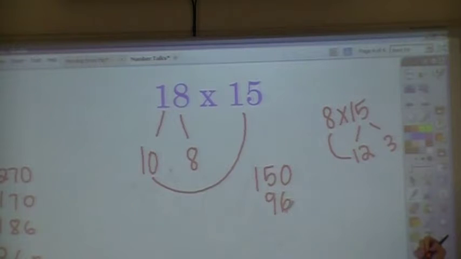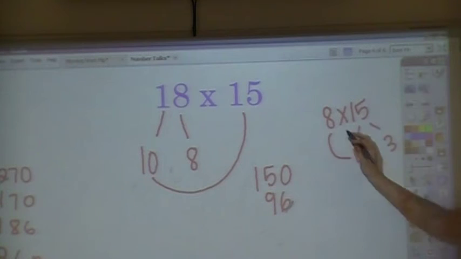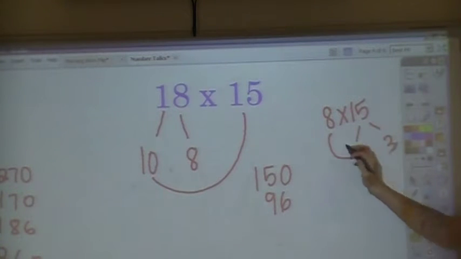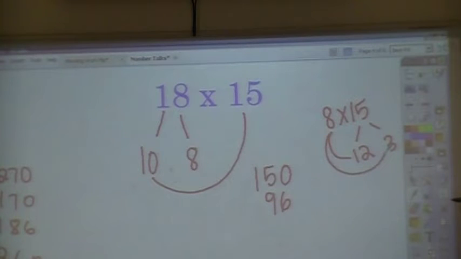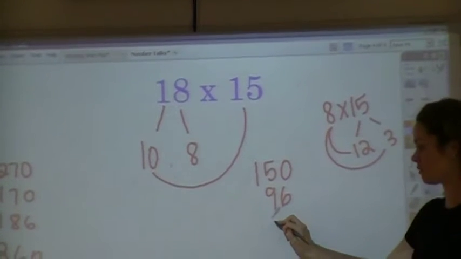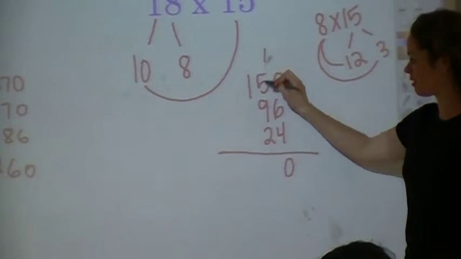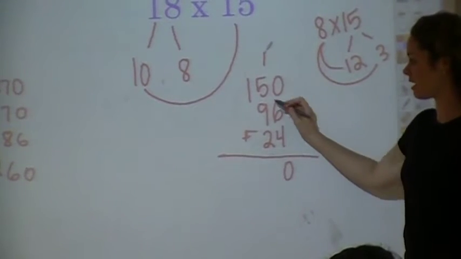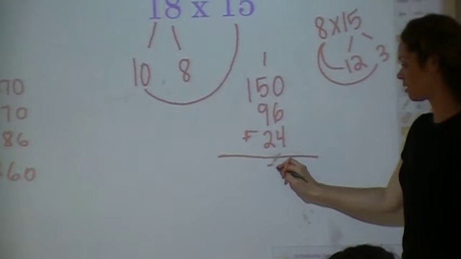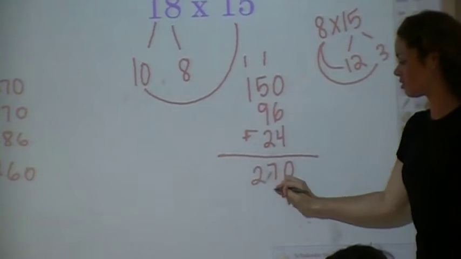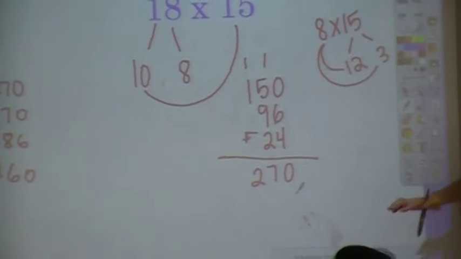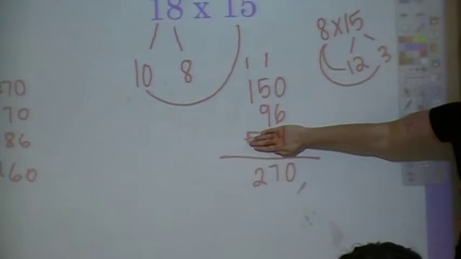Oh, I know what I forgot. I forgot to multiply the 3 by 8. The 8 and 3, you forgot that. Okay, so let's do it now. 8 times 3 is? 24. Add this together. 96 and 24 is 120. 150 and 120 is 270. So you got the answer without the 24 before.